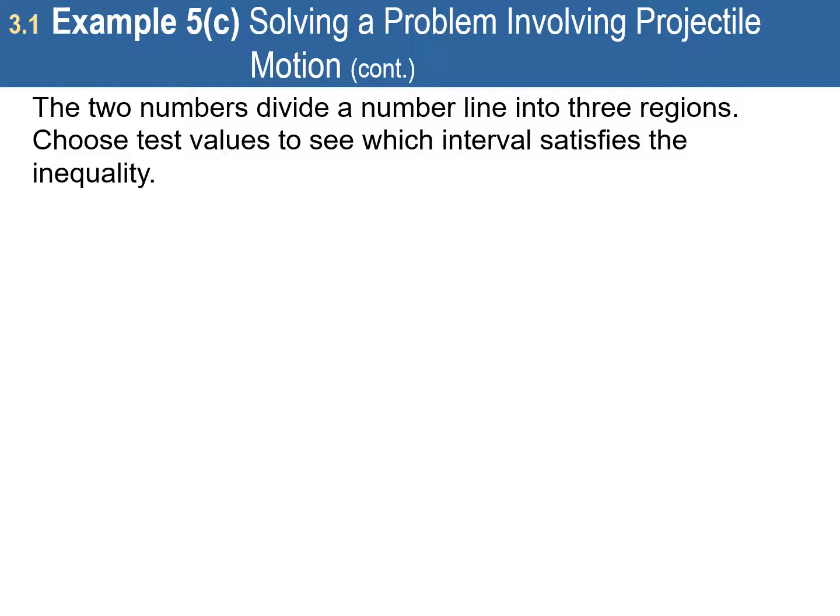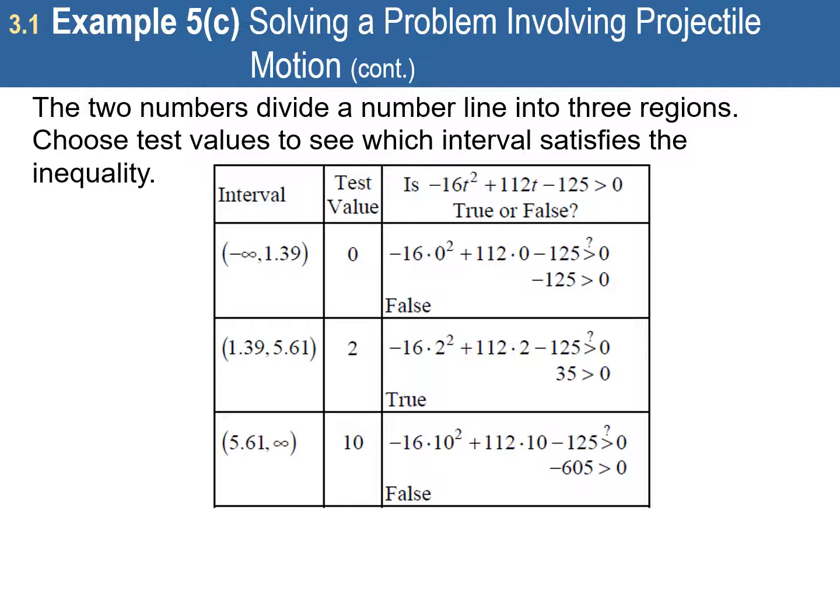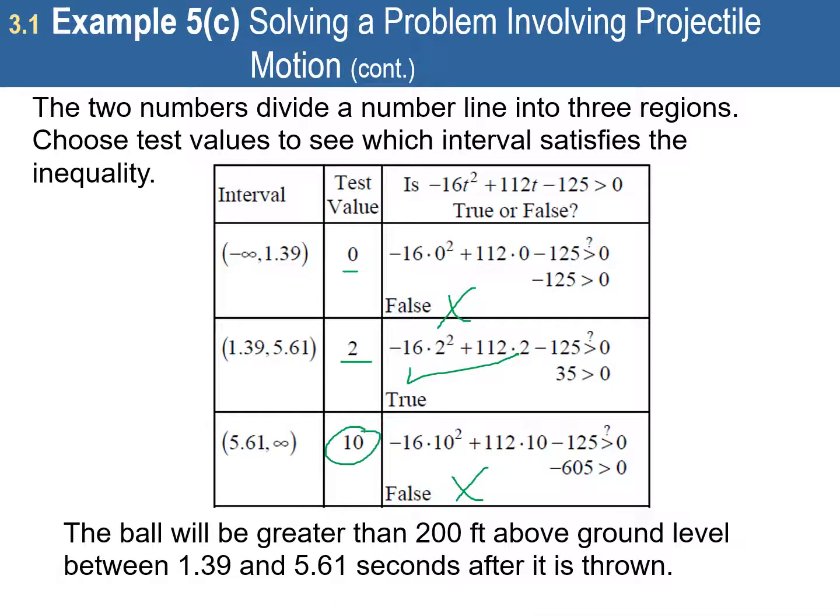Now let's choose two numbers and divide the number line into three regions and use our test values to see when this is true and when this is false. So from negative infinity to 1.39, if I put in 0, I get a false statement. From 1.39 to 5.61, if I pick 2, I get a true statement. And from 5.61 to infinity, if I pick 10, I get a false statement. So the ball is going to be greater than 200 feet between 1.39 and 5.61 seconds after it's thrown.